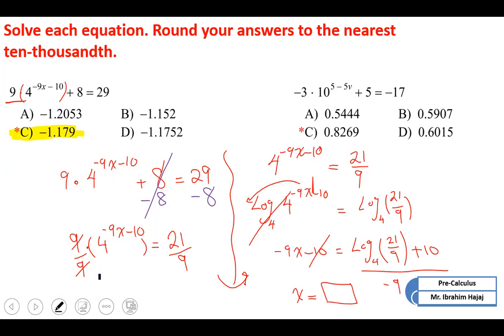Number 3: the same idea, the same everything. So I will not solve it. I'm going to leave it for you to practice.